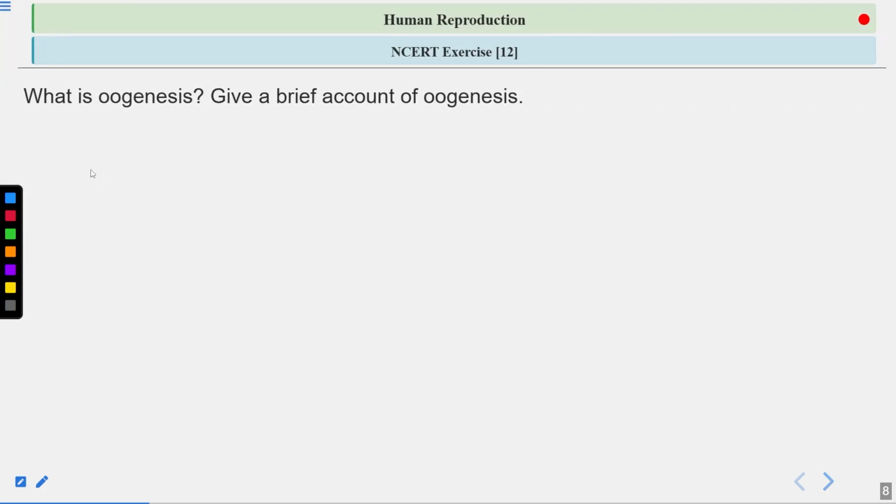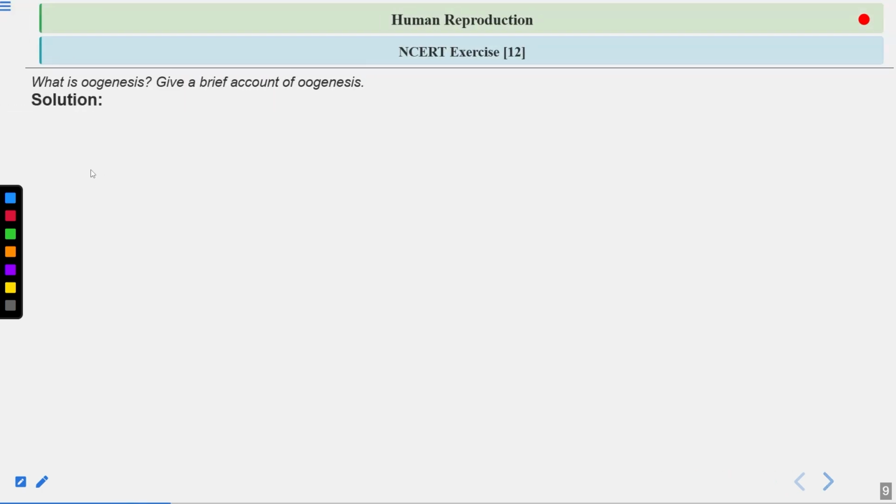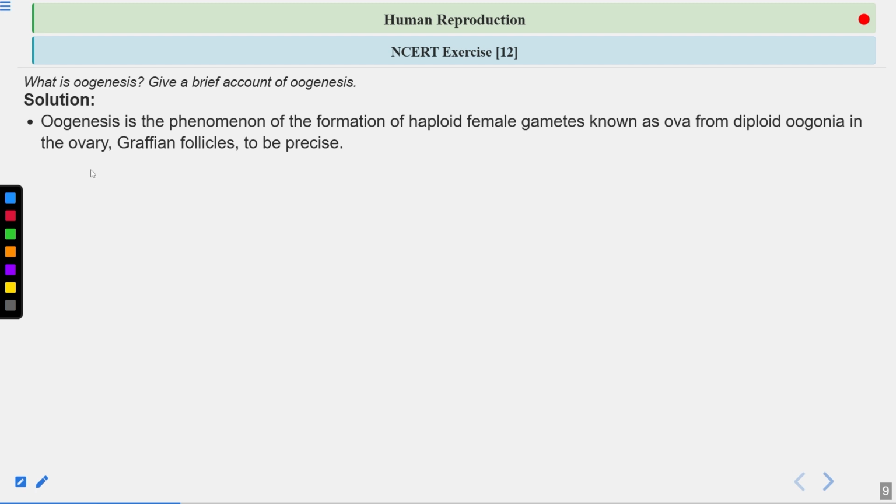Next is oogenesis, and you have to give a brief account of oogenesis. Oogenesis is the formation of the haploid female gametes known as the ova or the egg. The eggs are produced by meiotic divisions, means by meiosis, and this meiosis occurs in diploid oogonia. These oogonia cells are present in the ovary, in the Graafian follicle to be precise.